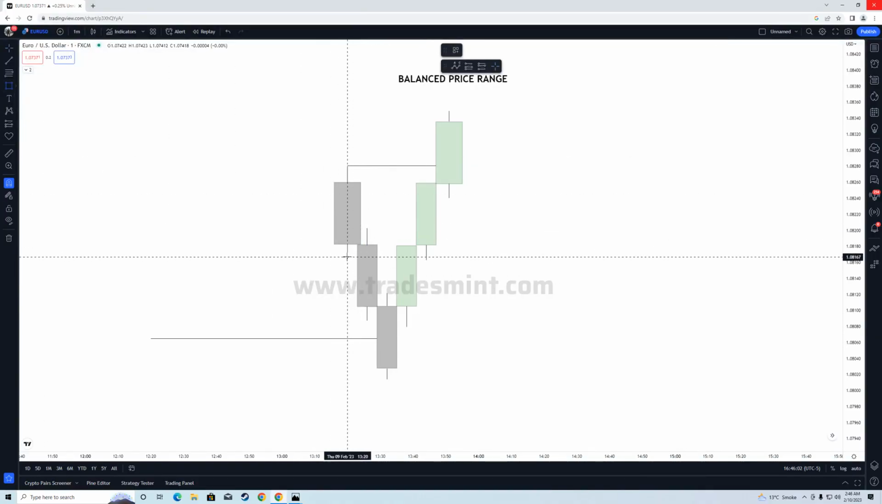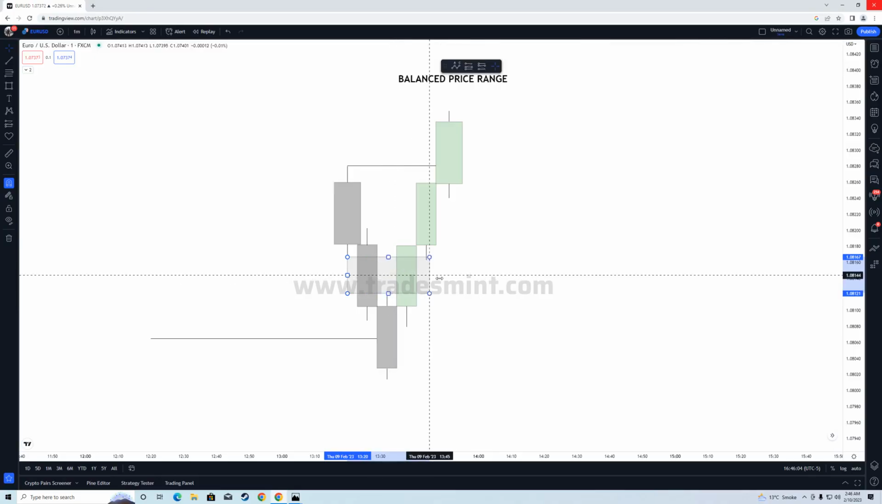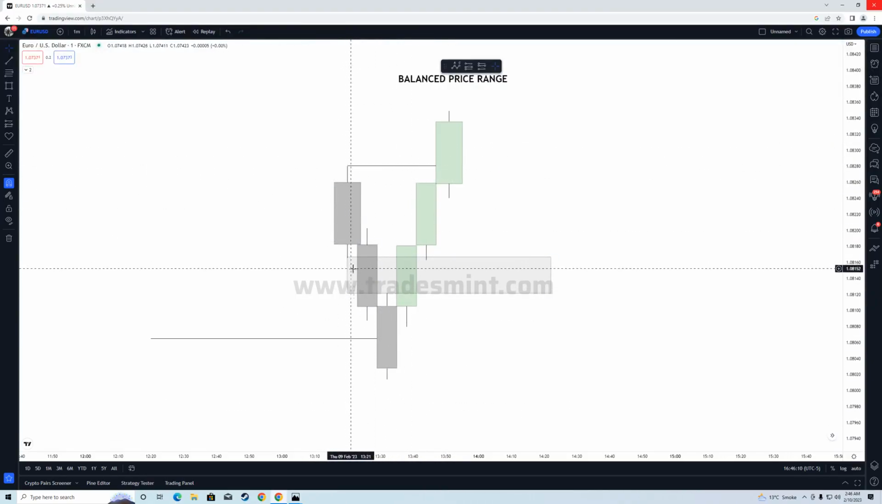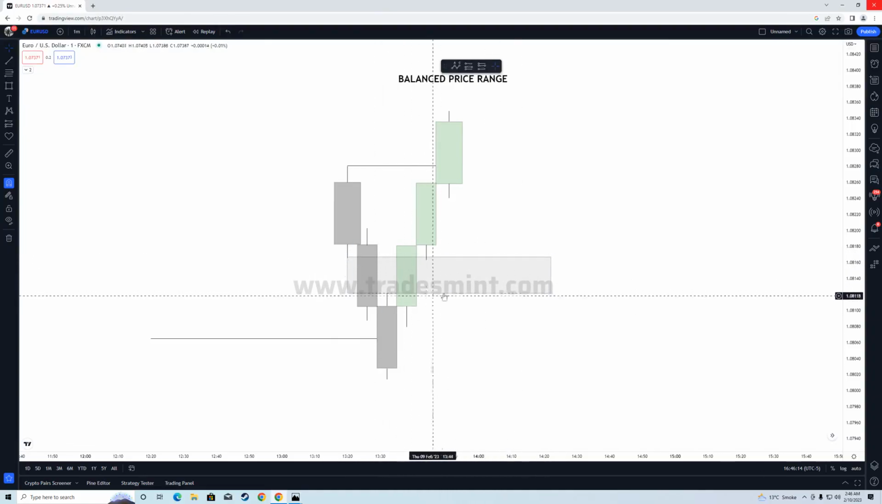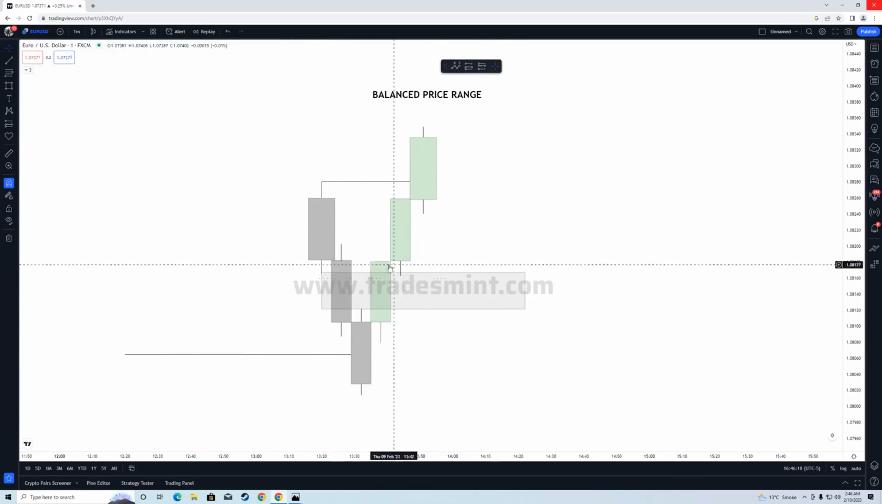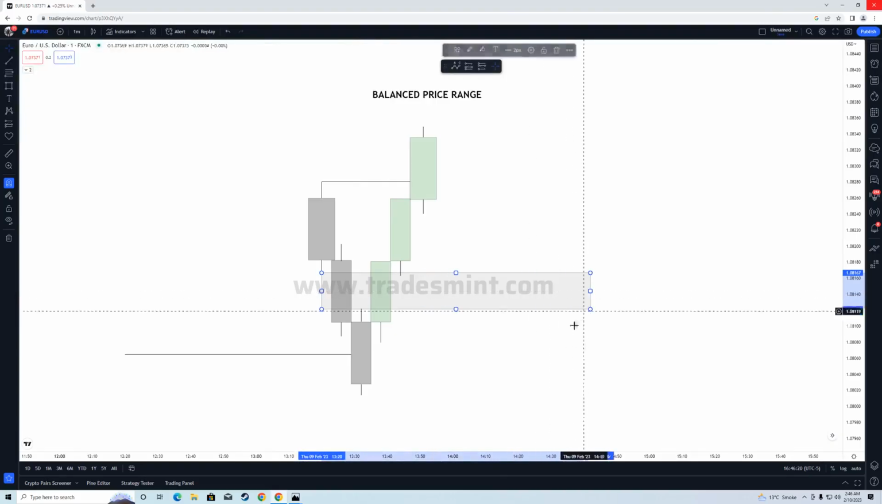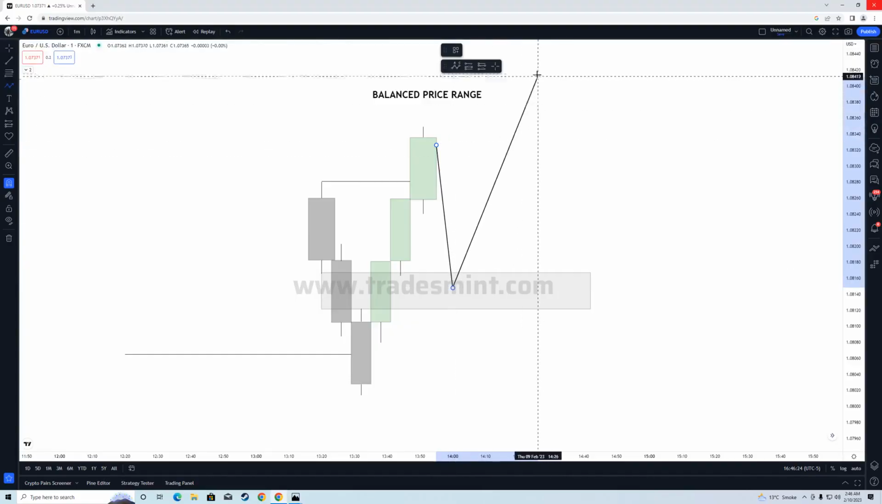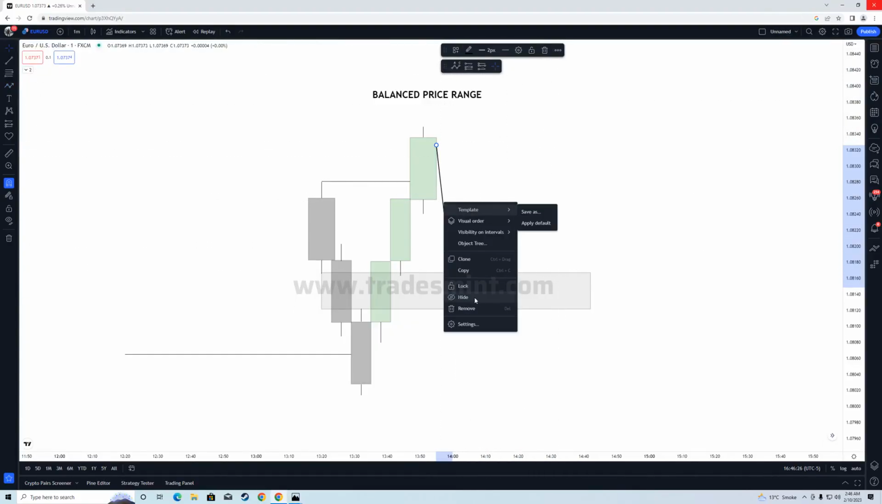If there is fair value gap here, and there is fair value gap in the new move that broke the market structure, and the old fair value gap and the new fair value gap are overlapping with each other. If that is happening, then that area becomes BPR, okay? And when price comes back into this area, it's going to push up. So let me explain this again.